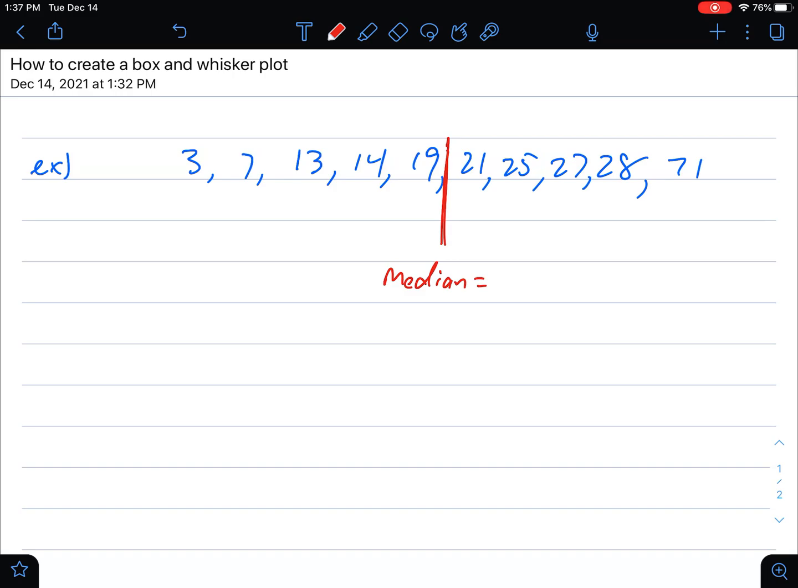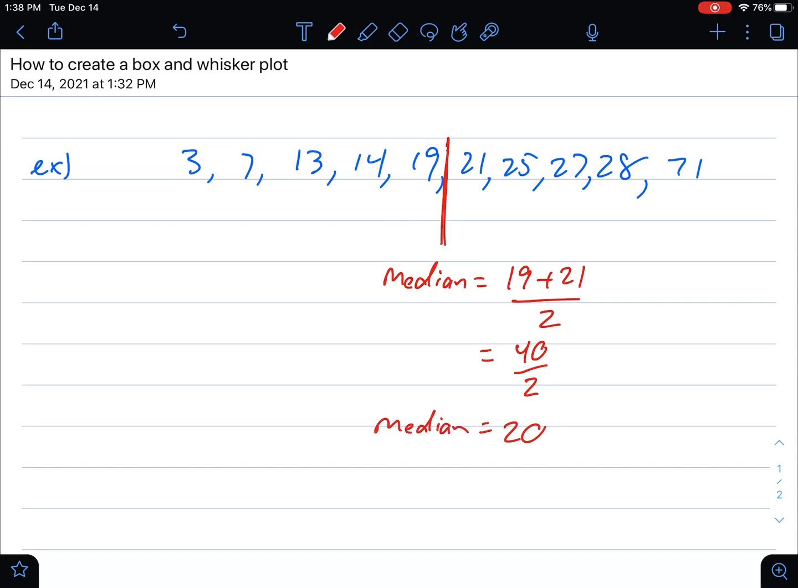So I'm going to calculate it to be this: 19 plus 21 divided by 2. Which is going to give me, I think that's 40, right? 19 plus 21, that's 40. Divided by 2, which is going to give me 20. And if you look at it, the middle number would be 20, between 19 and 21. That's my middle number. So this is my median.